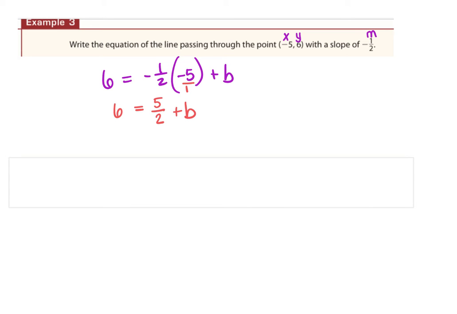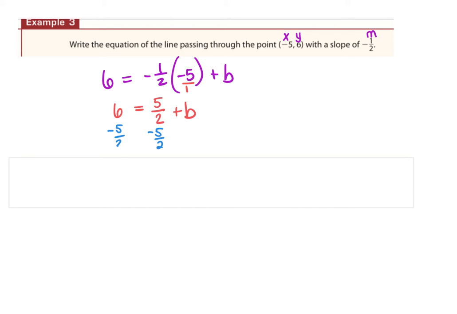How do I solve for b? What do I do? So you can if you want to. So if you wanted to get rid of those and then divide it back out, you can. I'm going to show you both ways. So you can just subtract your 5 halves if you want to.